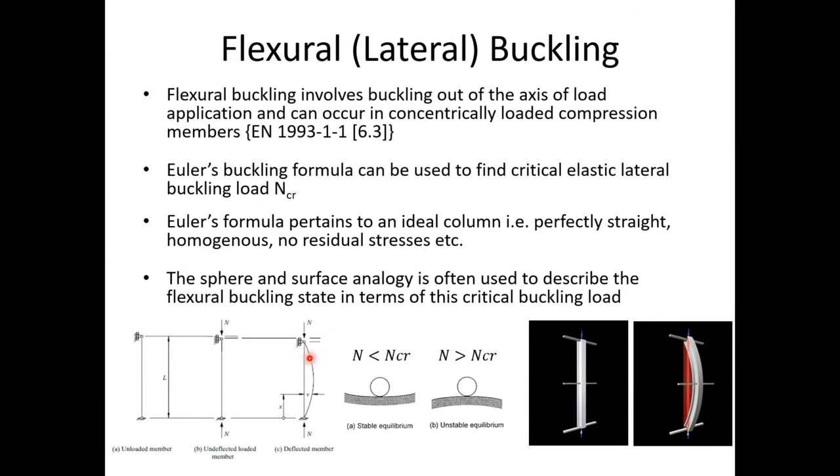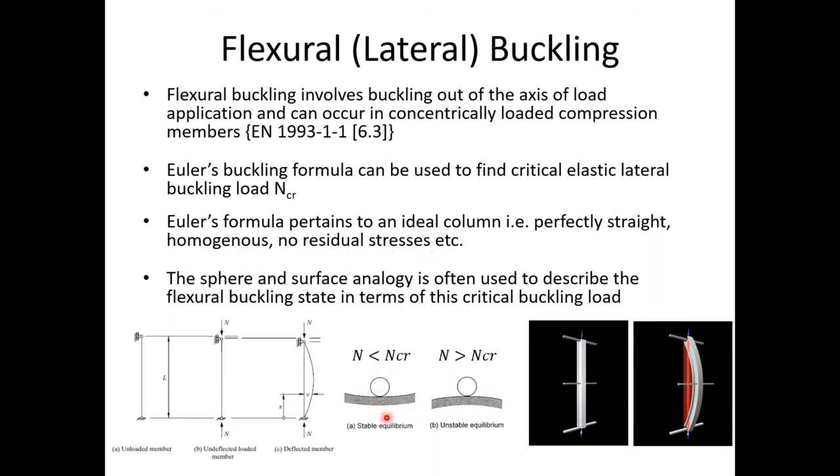Whereas if it doesn't fully recover, then that means I've gone into inelastic. In other words, I've put more load on it, that's caused some of the material to go past its yield point, and it then has some permanent deformation in there. Euler's buckling formula is what can be used for the elastic load in there. But Euler's buckling pertains to an ideal column, so it's saying that it's perfectly straight, it's homogeneous, there's no residual stresses in it, and so on.